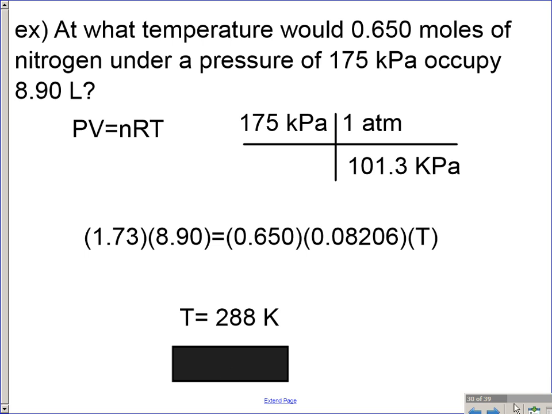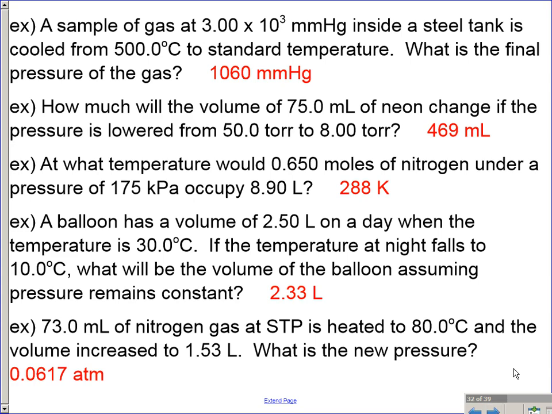So if you took time to try the other 3 problems, here are the answers to them. Feel free to pause the video, try each one of these, and see if you get that correct answer or very close to it. Feel free to check with me if you want to see the work for it. I have that in my notes.